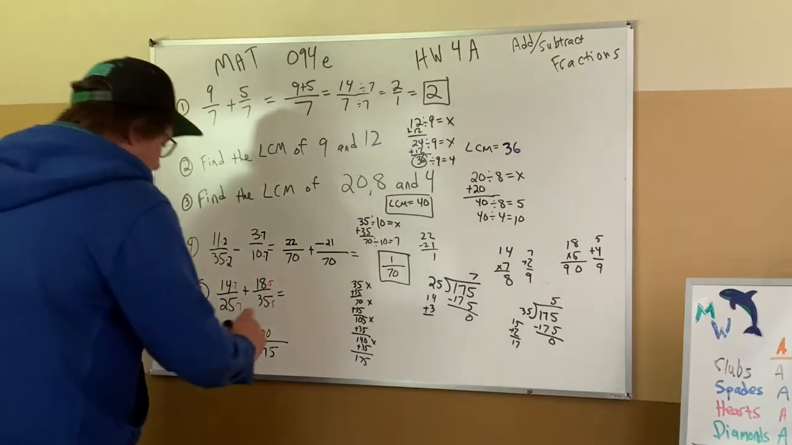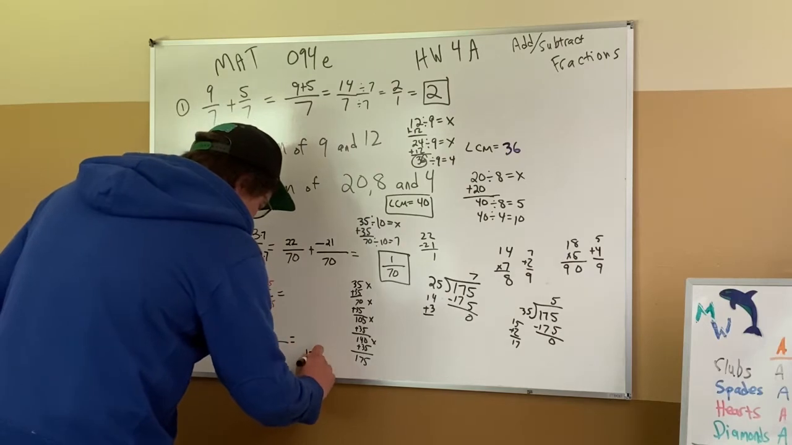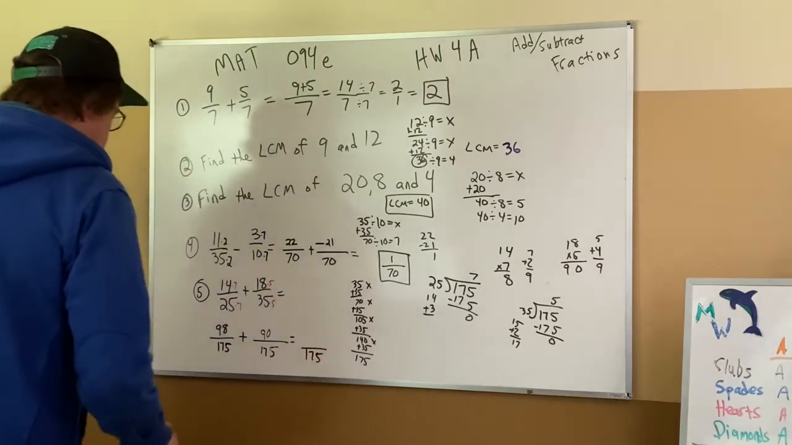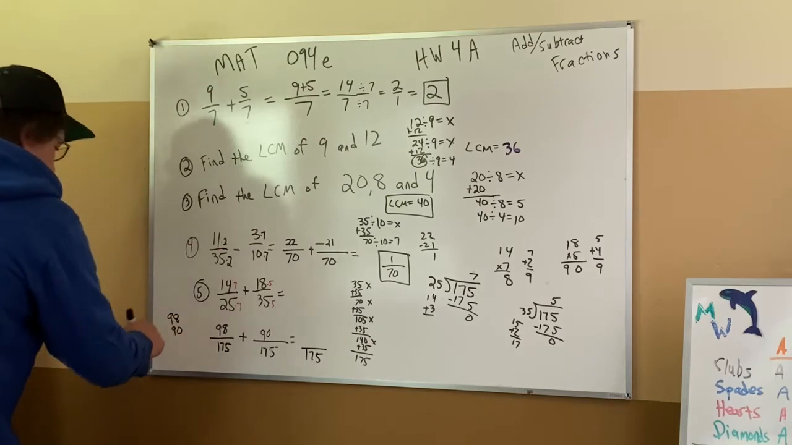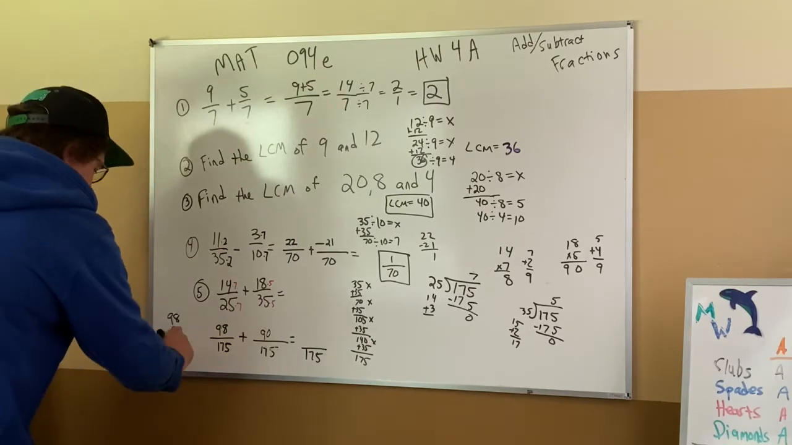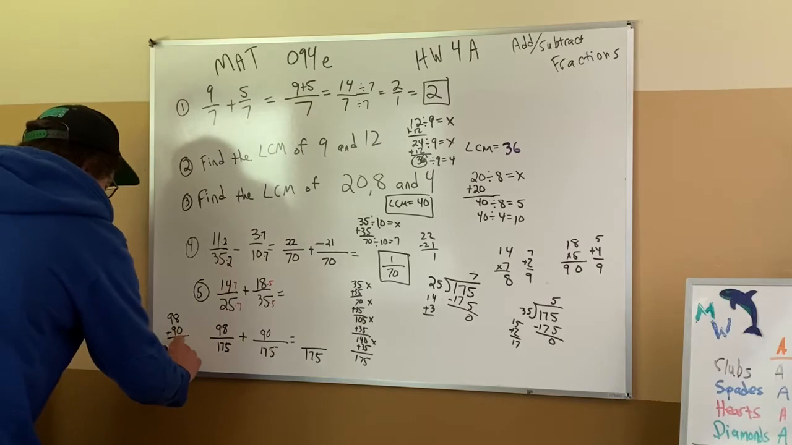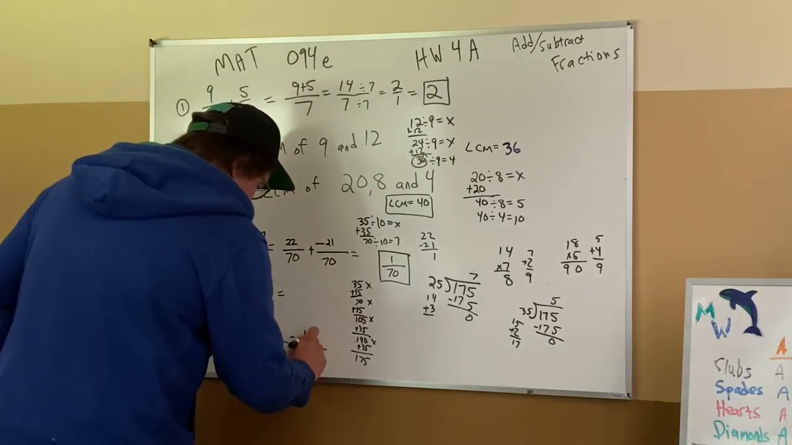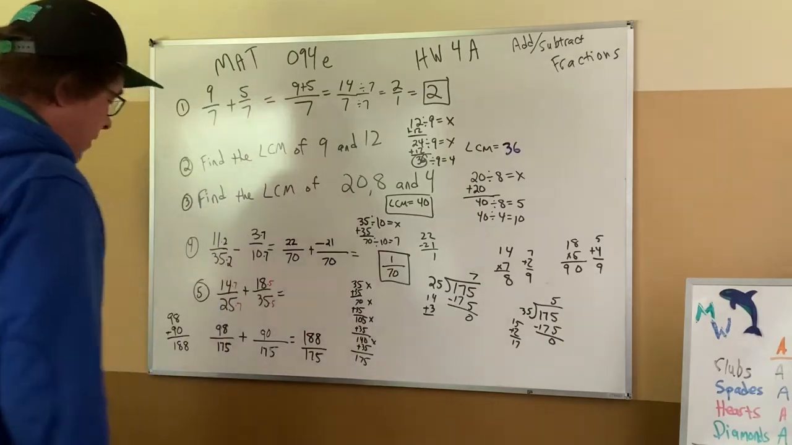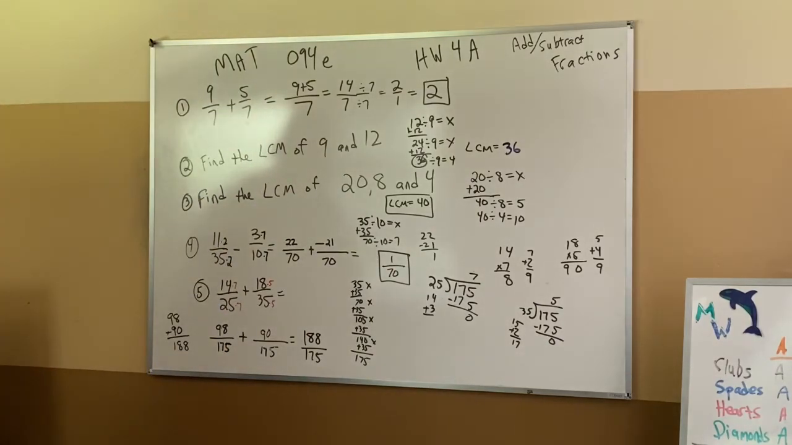So 175 will be my denominator, and I have to take 98 and 90. I put the larger one on top. That's positive, so they work together. That's add 188. 188 over 175. I'm pretty pleased with that.